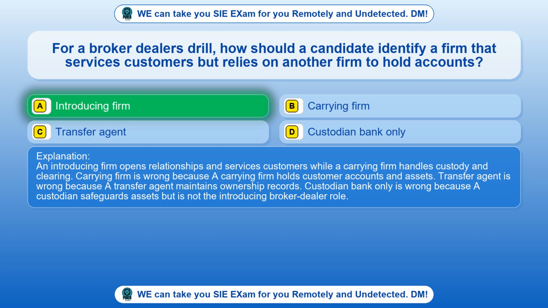Carrying firm is wrong because a carrying firm holds customer accounts and assets. Transfer agent is wrong because a transfer agent maintains ownership records. Custodian bank only is wrong because a custodian safeguards assets, but is not the introducing broker-dealer role.